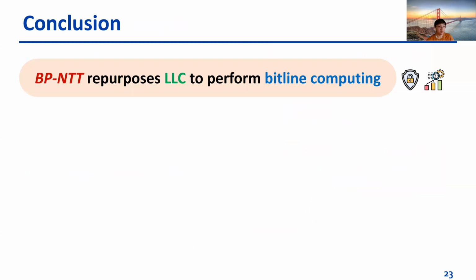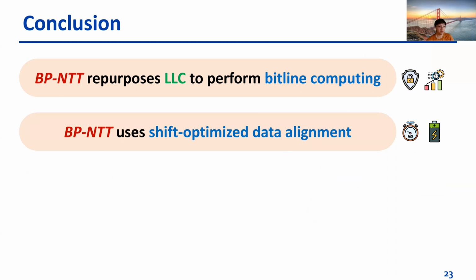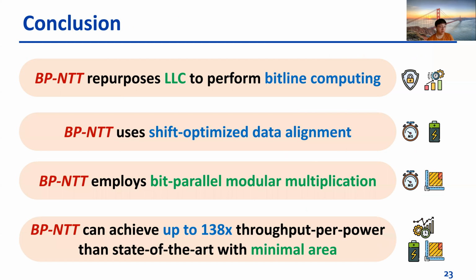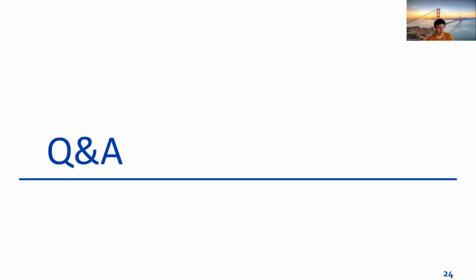In conclusion, BP-NTT repurposes last level cache to perform bitline computing, which brings high security and throughput to our design. BP-NTT also uses shift-optimized data alignment to reduce latency and energy consumption. And last, we employ bit-parallel modular multiplication to reduce latency and area overhead. According to our evaluation results, BP-NTT can achieve up to 138 times throughput per power than state-of-the-art with minimal area.